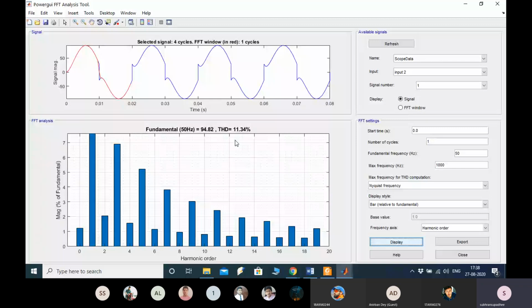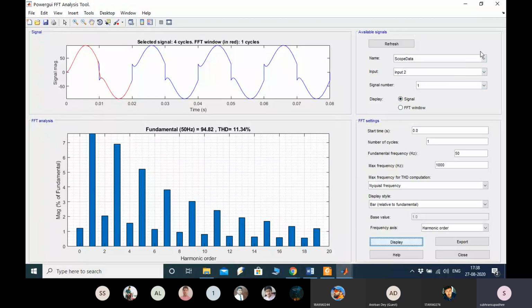The THD value of the source current means the odd harmonics are predominant. See over here, first harmonic, third, fifth, seventh, ninth, 11th, 13th, 15th, 17th, 19th, all these harmonics are predominant in nature. All right. Any doubt regarding this?